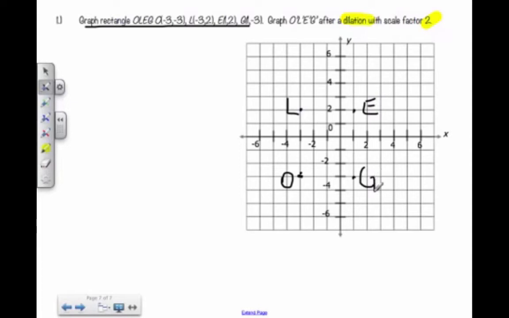Okay, and then you need to connect your dots so you have the actual rectangle. So I'm going to go ahead and connect my dots right here so I can have my rectangle.